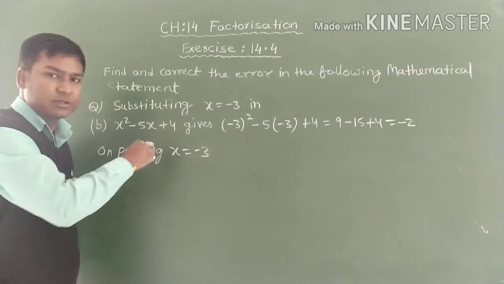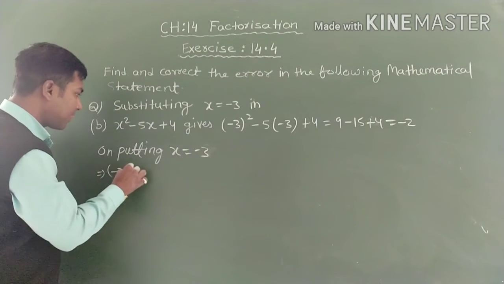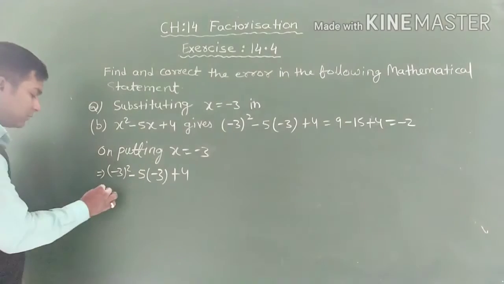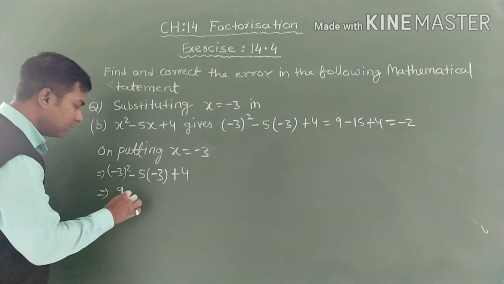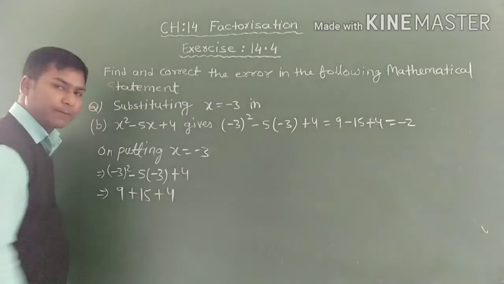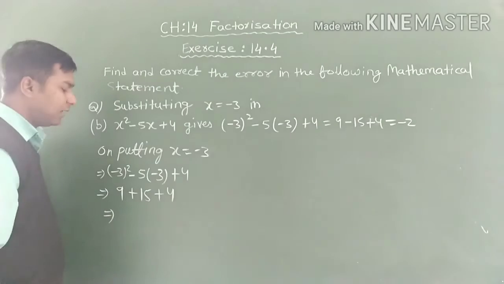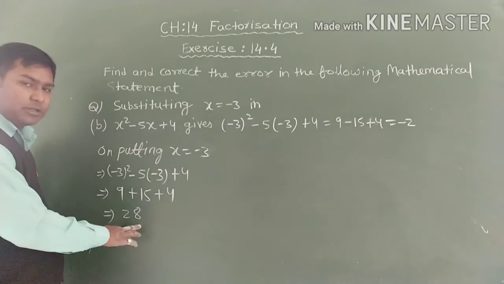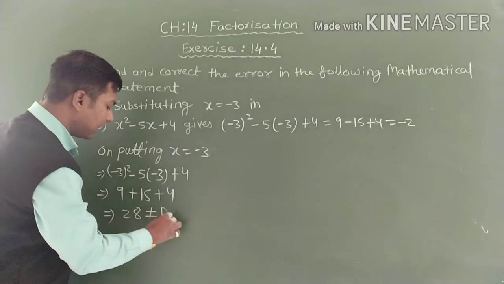it will be x square, so minus 3 square, minus 5 times minus 3, whole square, that is 9, minus 3, so plus 15, plus 4. So it will be 15 plus 4, that is 19. 19 plus 9, that is 28. So 28 is the answer. And what is RHS given here? Minus 2. So this will not equal RHS.